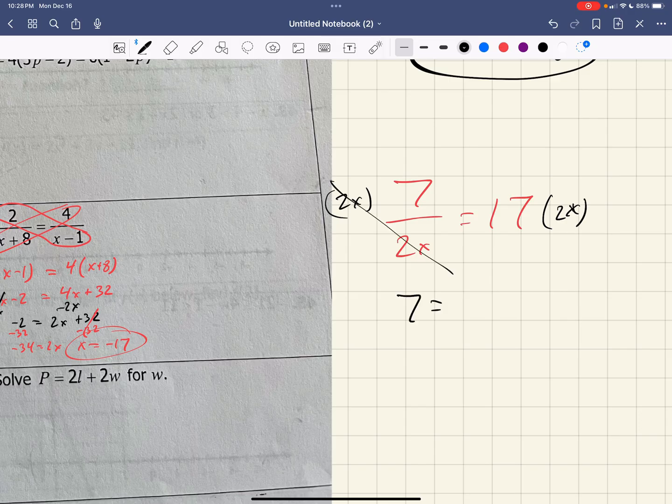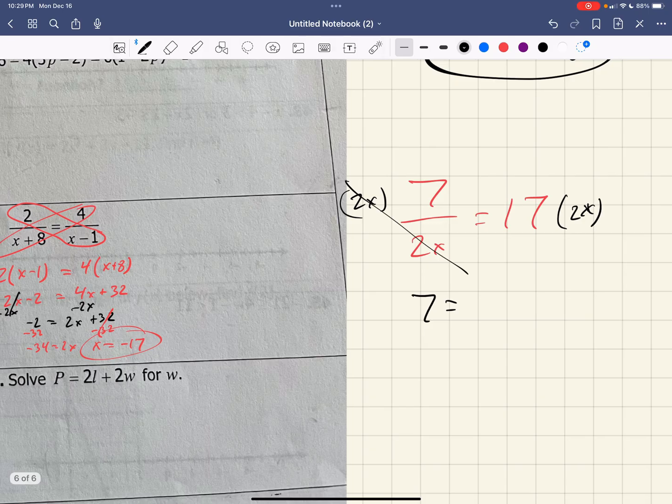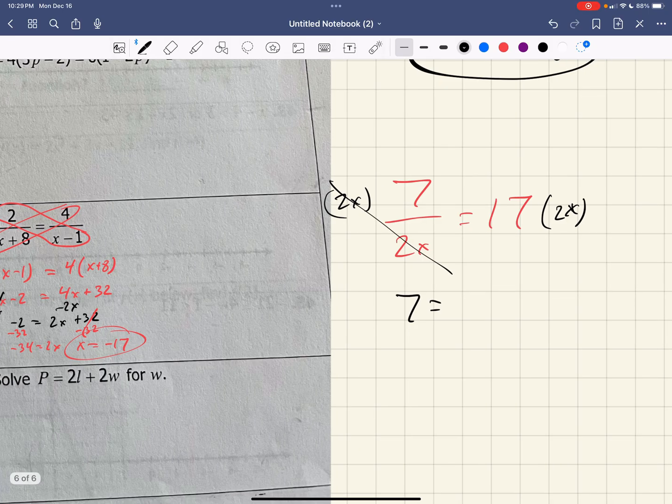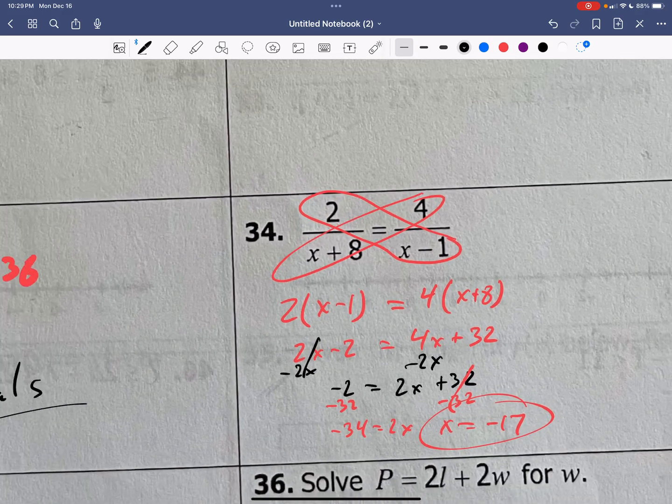I'd end up with 7 equals 17 times 2x, and I can still multiply that, or you can just leave it. I would go ahead and multiply it through. So 2 times 17 is going to be 34, so 34x, right? I know this is a bad example. I apologize, but whatever. Divide by 34, divide by 34. There's your answer. Okay, it's an ugly answer, but at least you get the gist. Bottom line, you can't solve for x until you get out of the denominator. In this case, you can get it out by multiplying, or if it's a proportion, you can just cross multiply and set them equal.